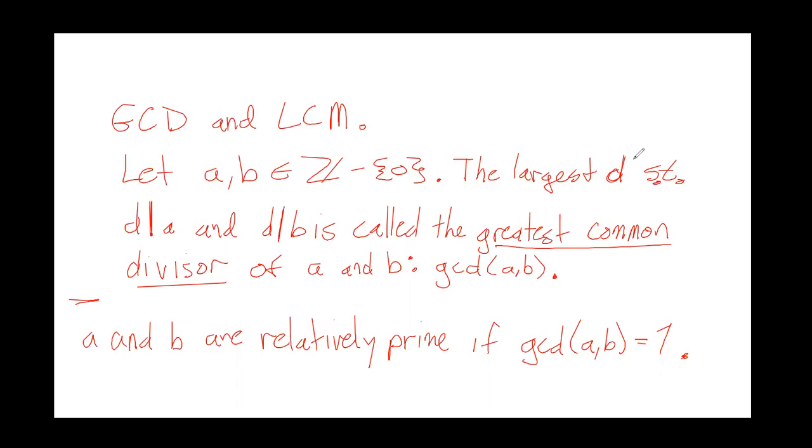So this is an integer D that divides both A and B. This is the largest such integer, the greatest or largest common divisor of A and B. A and B are called relatively prime if their greatest common divisor is 1. That is, they have no common factors, save 1.